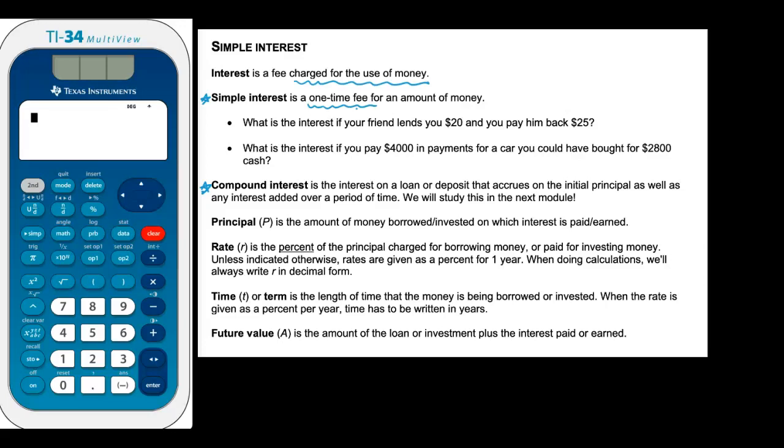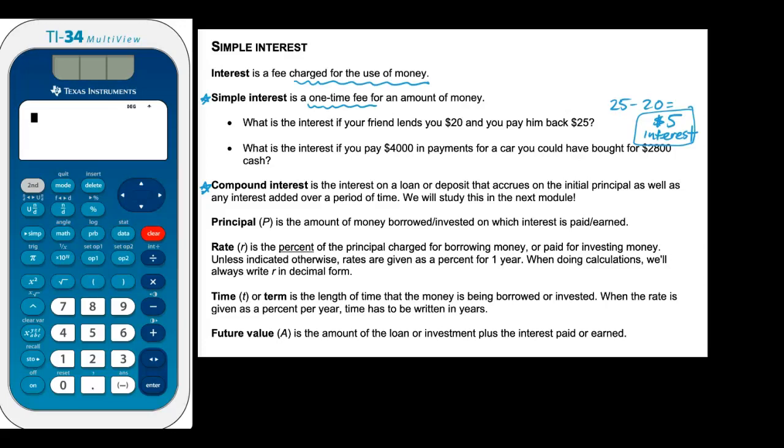For example, let's say your friend lends you $20 and you pay him back $25. You pay him more to show appreciation that they loaned you money. So you would pay $5 in interest because $25 minus $20 is a $5 difference. Now, keep in mind, we're not talking about the interest rate here. We're just talking about the actual amount of money that this person paid in interest.